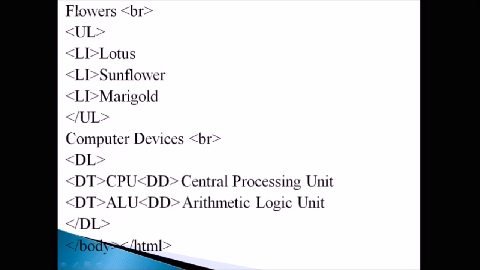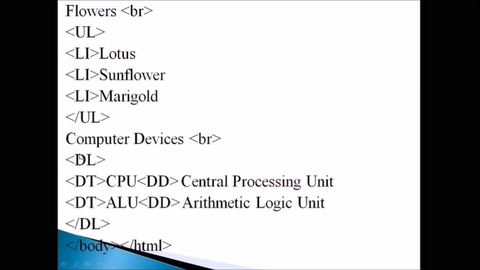Next list title is flowers, and there is a line break. And then UL is given, which means that it is an unordered list. Okay. With its respective closing tag. Within the UL block, there are three items given. First one lotus, sunflower, marigold. Okay. All the items are preceded with the LI tag. All the items should be given with the LI tag to list the items within the list.